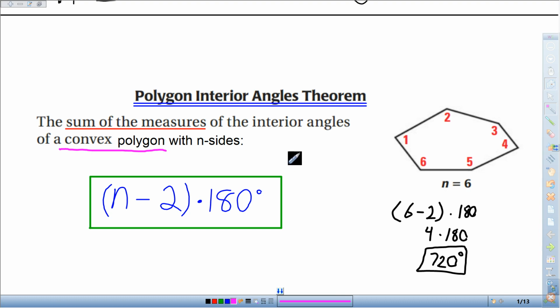Okay, if we were to have the angles going inward, for example, if we had a shape that did something like this, say that was our shape, this would no longer be considered a convex polygon. It'd be called a concave polygon. It's not really something you need to worry about too much, but I just wanted you to know what that word convex meant. Okay, cool.